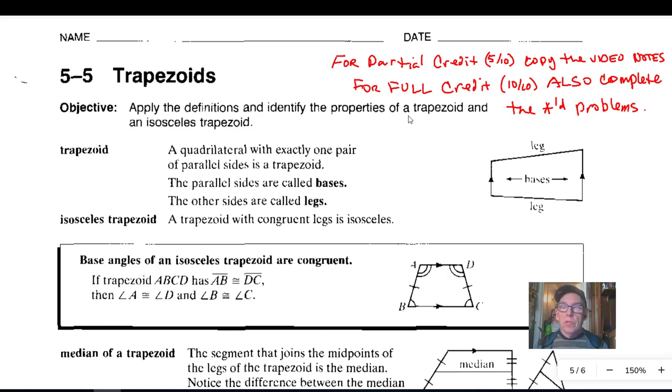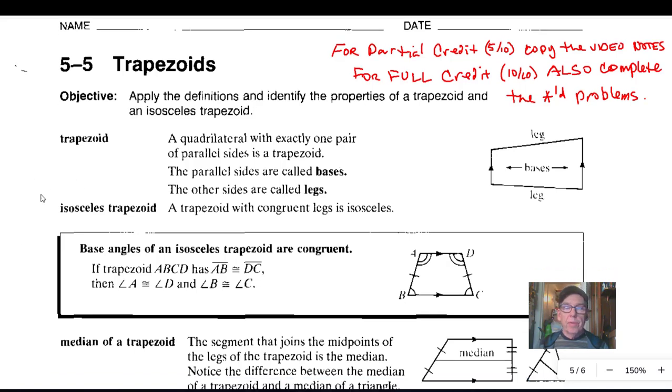Okay, this video accompanies the last page in the problem set for 6.2 on trapezoids, focus on trapezoids. And again, like on the others, for this one, if you want partial credit, all you have to do is just copy the video notes. The problems are actually on the other side. If you want full credit, though, you also need to, in addition to just copying the notes that we're going to talk about in the video, complete the asterisk mark problems to get 10 out of 10 on these. Let's see what we got.